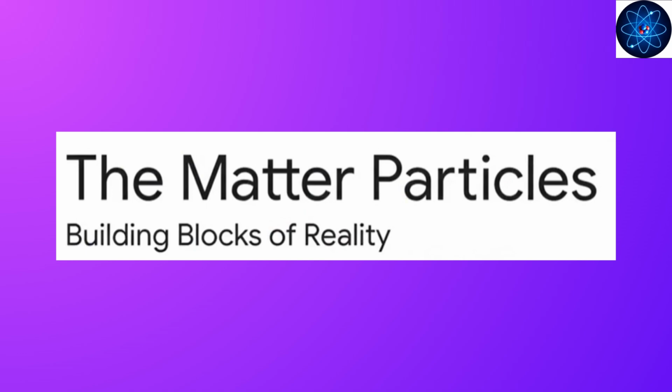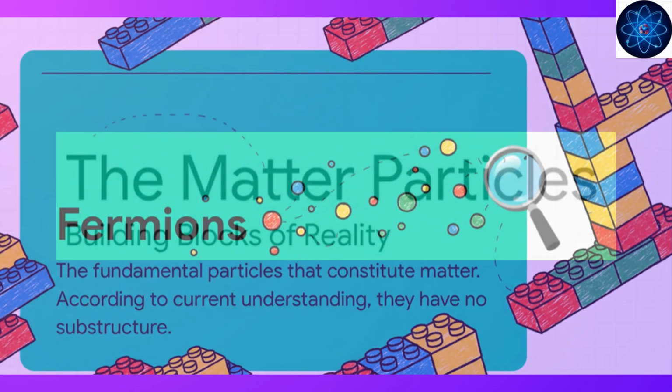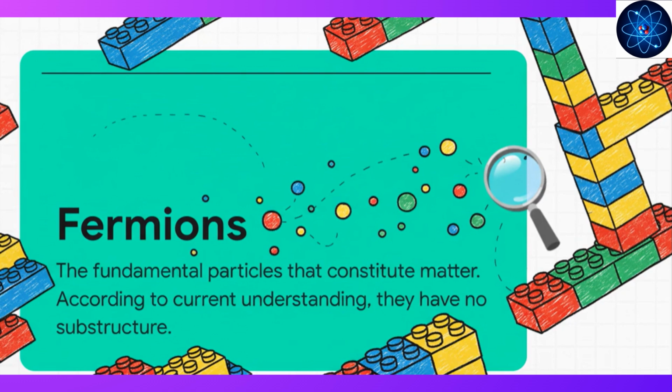Okay, so every good map needs landmarks, right? Well, the first set of landmarks on our map are the particles that actually make up stuff. You know, the tangible building blocks of reality. Physicists call these particles fermions. But a much better way to think about them is as the universe's ultimate Lego bricks. Seriously, as far as we know, you can't break them down any further. They are the absolute base level of all physical matter.